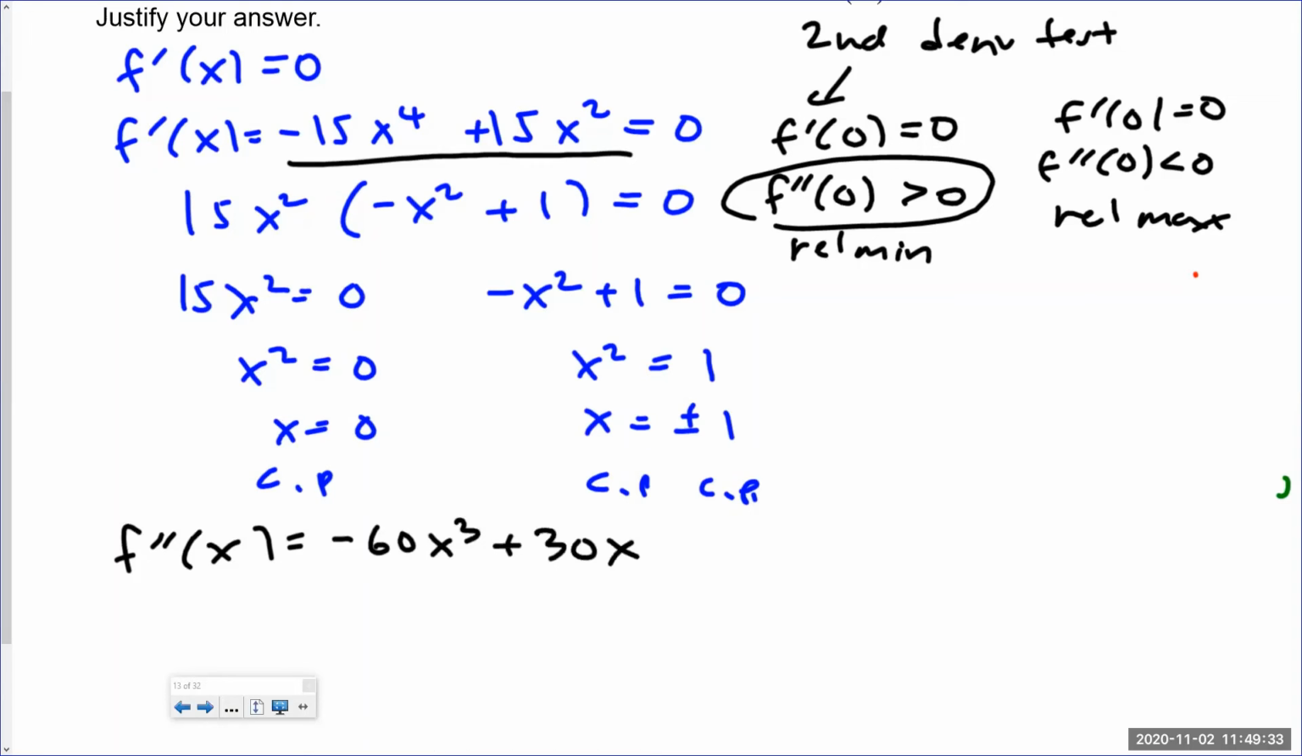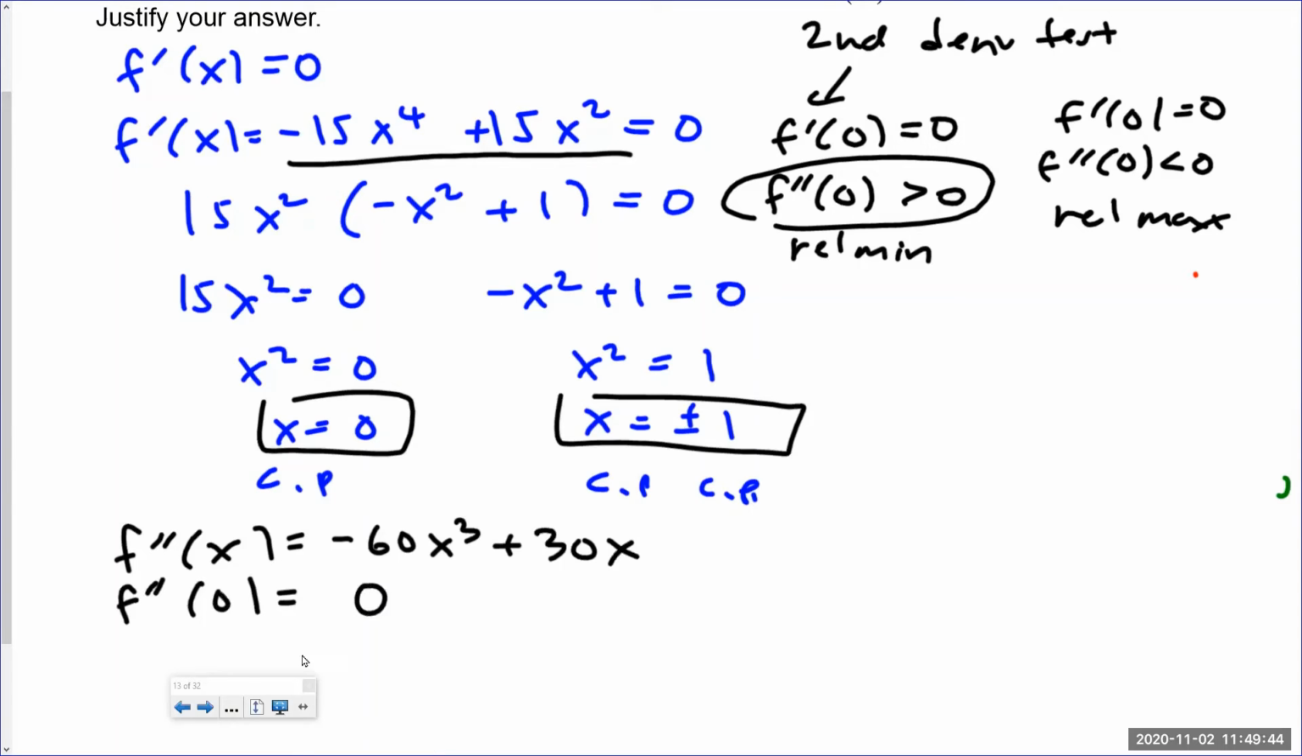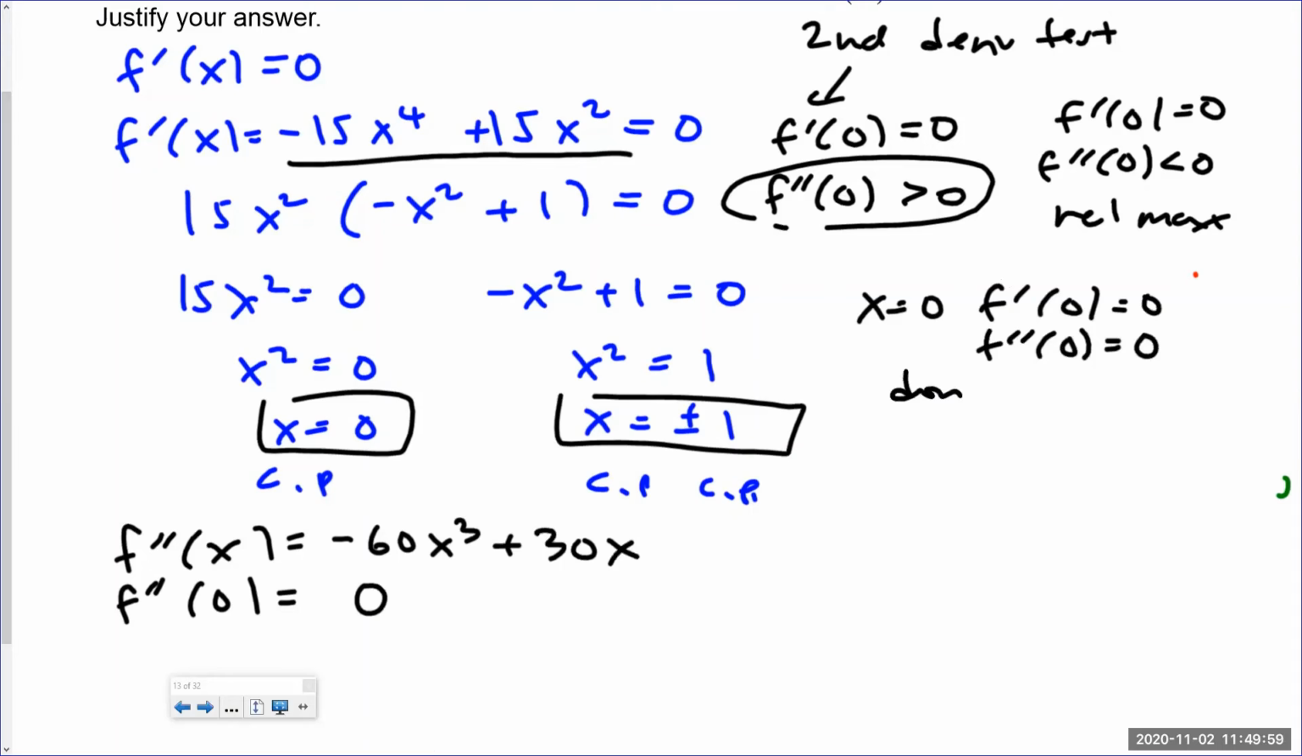These are all the points where my first derivative is 0. So I just need to know my second derivative, concave up or concave down. So let me plug in 0. Do you see when I plug in 0, I get 0? So what that means is indeterminate. I would say when x equals 0, my first derivative is 0 and my second derivative is 0. Don't know. I don't know if I have a relative max or relative min there.